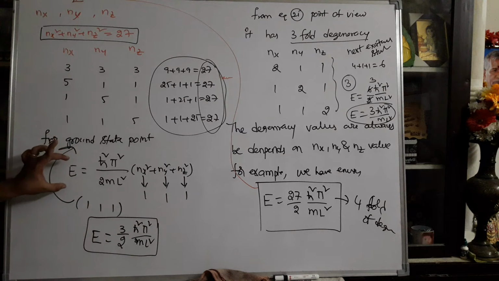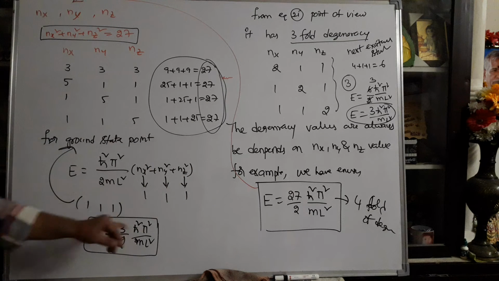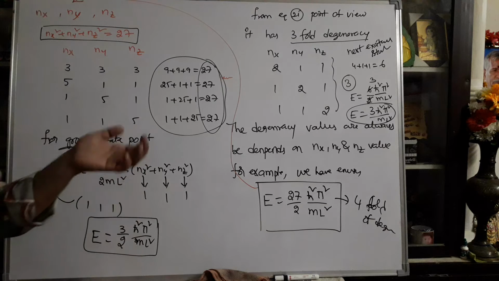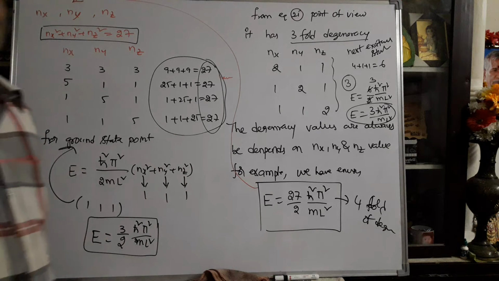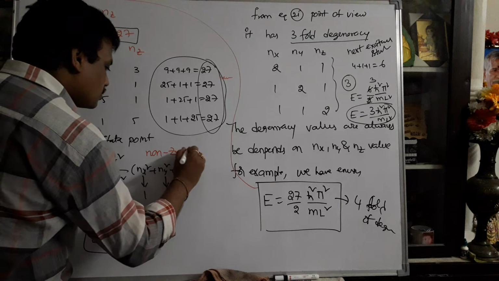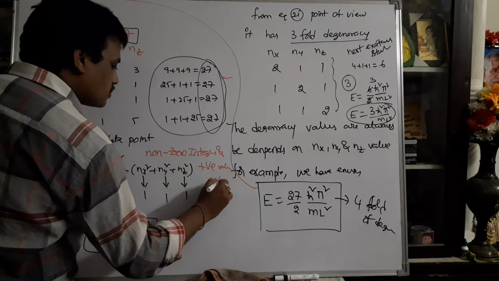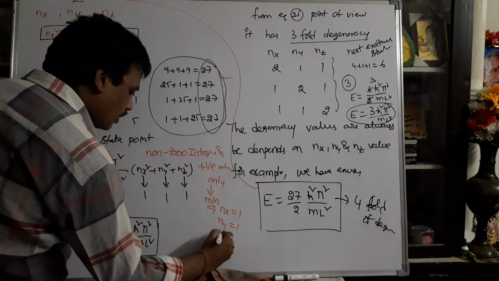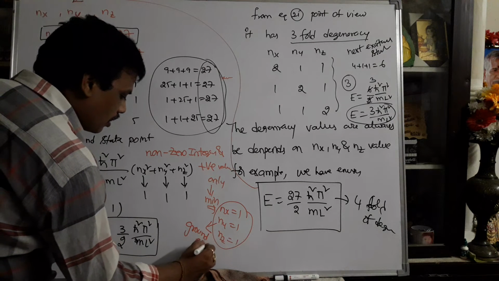The basic expression is E is equal to h cut square pi square by 2 m l square into nx square plus ny square plus nz square. Here L is the length of the box, the length of the cubical box. We are considering the structure to be cubical. nx, ny, nz are integer values, and those integers must be non-zero and positive only. Based on these positive values, the minimum values are nx is equal to 1, ny is equal to 1, nz is equal to 1. These represent the ground state, and the energy is the ground state energy.